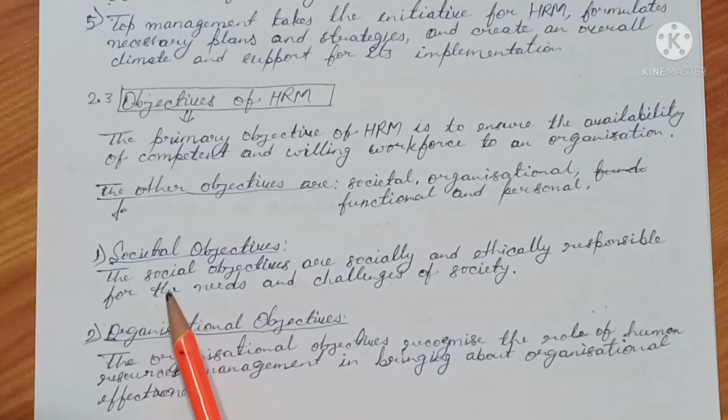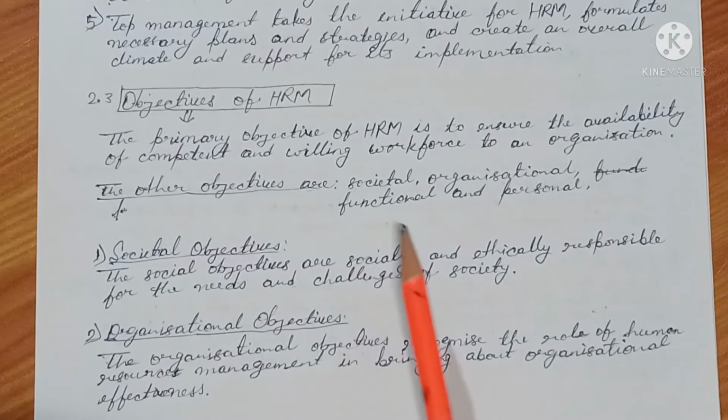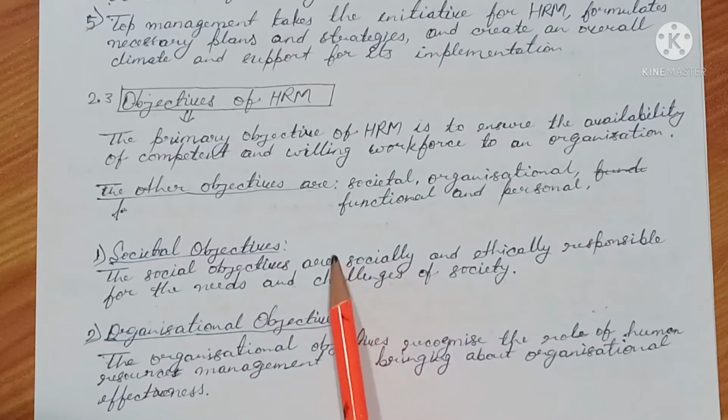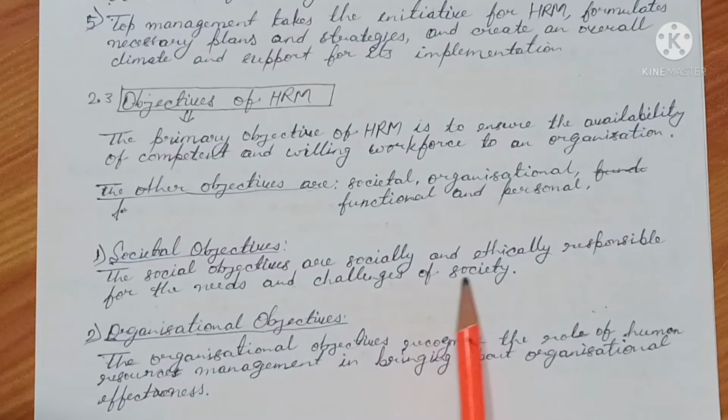So what is the societal objective of human resource management? The societal objective is to be socially and ethically responsible for the needs and challenges of the society. It means the human resource manager should decide and develop the people in the organization according to social values and ethical values.